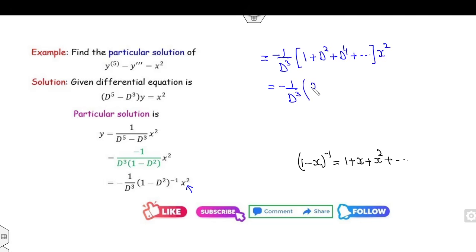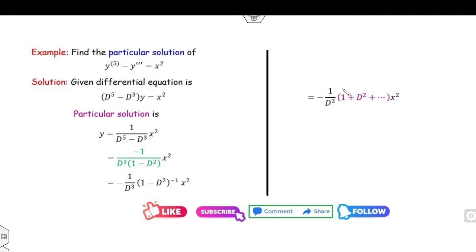So that will be minus 1 over d cube. I can open this bracket. It's x square. Second derivative is 2. Rest values are 0. Fine. Now what I told you, d is d over dx. So what does it mean? 1 over d is integration. So what is the meaning of minus 1 over d cube? That means it is the triple integration of x square plus 2.